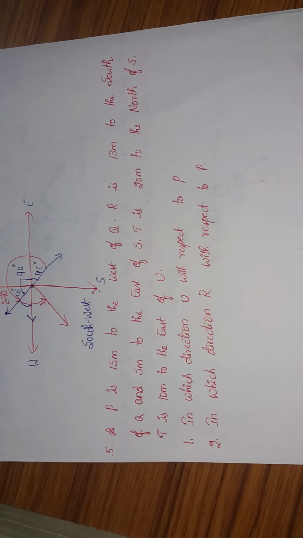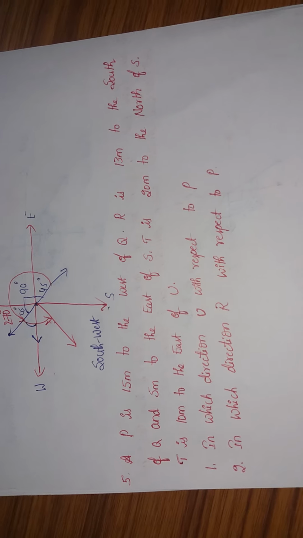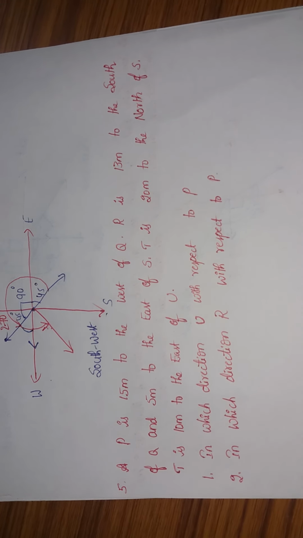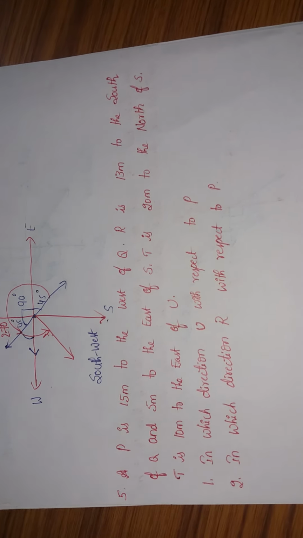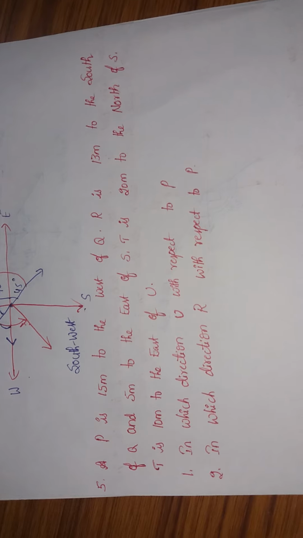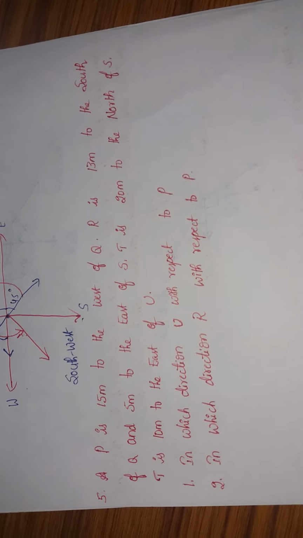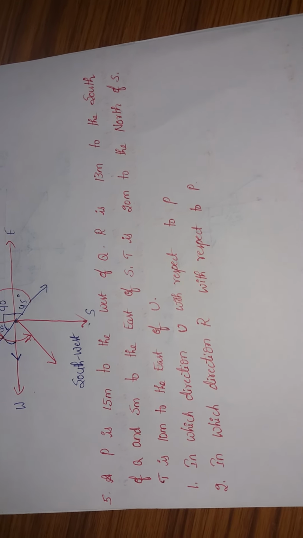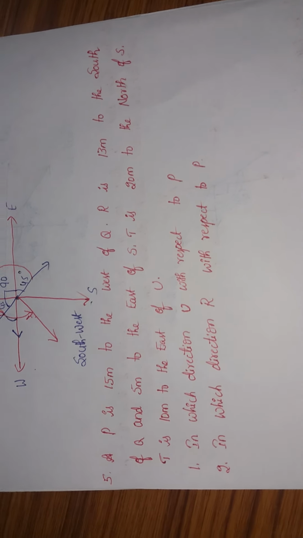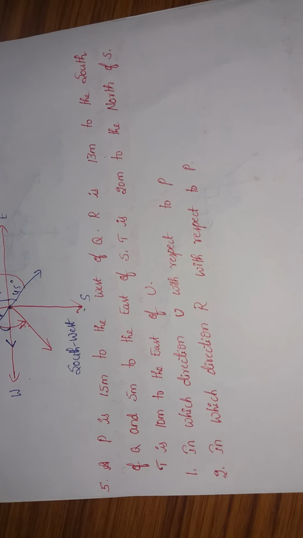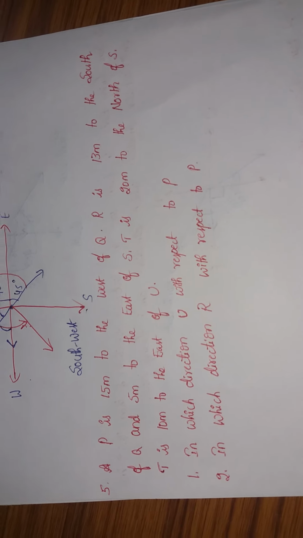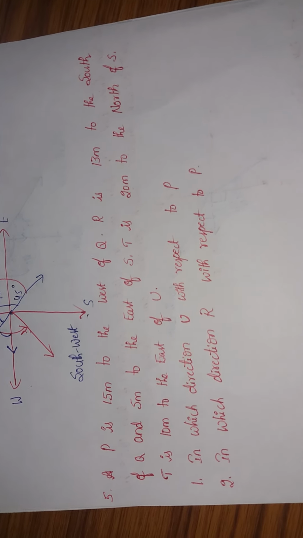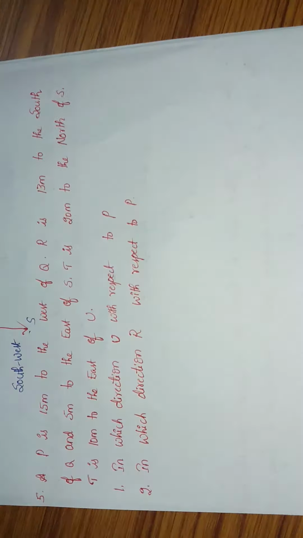Next question. P is 15 meters to the west of Q. R is 13 meters to the south of Q and 5 meters to the east of S. T is 20 meters to the north of S. T is 10 meters to the east of U. In which direction is U with respect to P, and in which direction is R with respect to P?